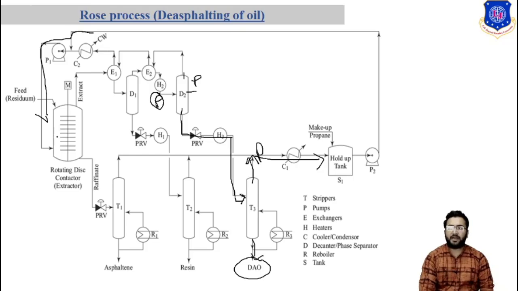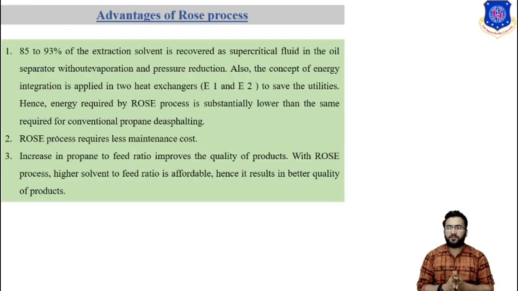Now let's discuss the advantages of the ROSE process. 85 to 93% of the extraction solvent is recovered as a supercritical fluid in oil separation, without vaporization and pressure reduction. Also, the concept of energy integration is applied in heat exchangers E1 and E2 to save utility. Hence, the energy required by the ROSE process is substantially lower than that required for conventional propane deasphalting.